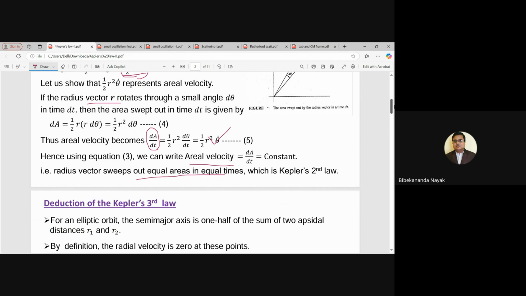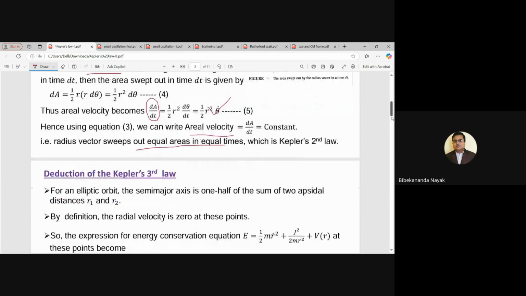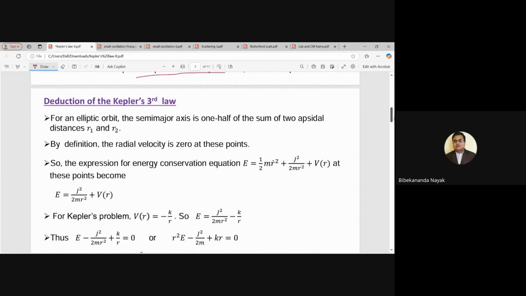Okay. Then Kepler's third law, we know that T square, the time period square, is proportional to a cube. Okay, so now let us derive that. For that we assume that planets are revolving around the sun in an elliptic orbit, and for an elliptic orbit the semi-major axis is one half of the sum of two apsidal distances r1 and r2.